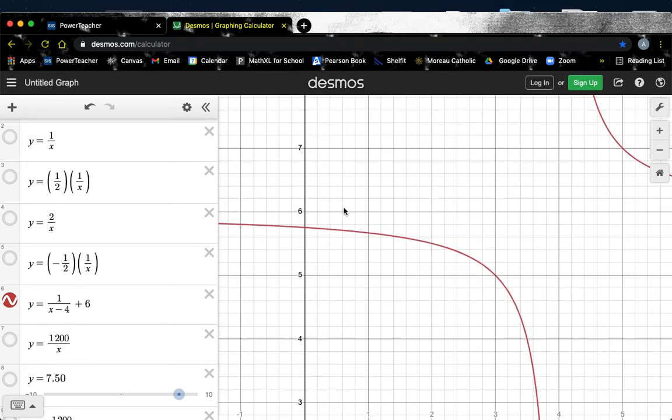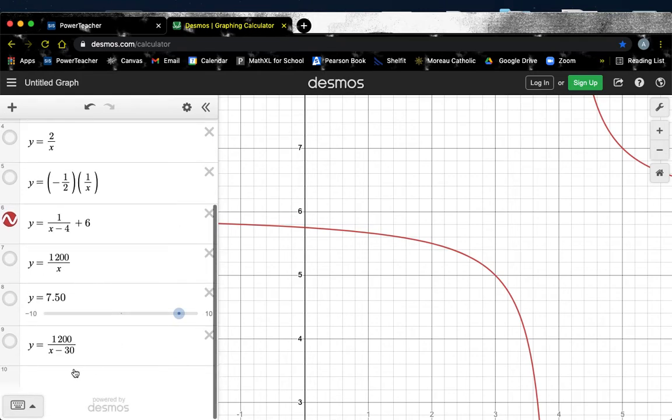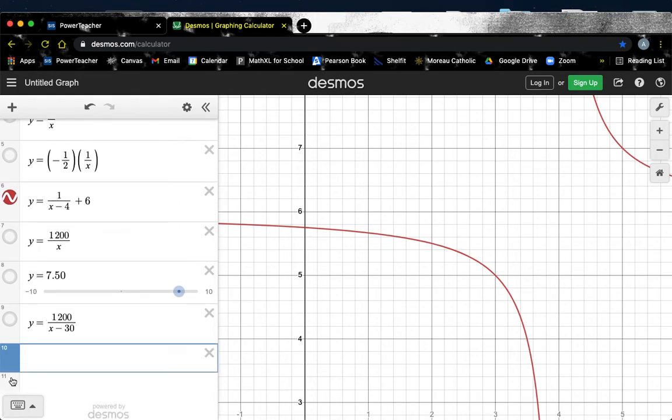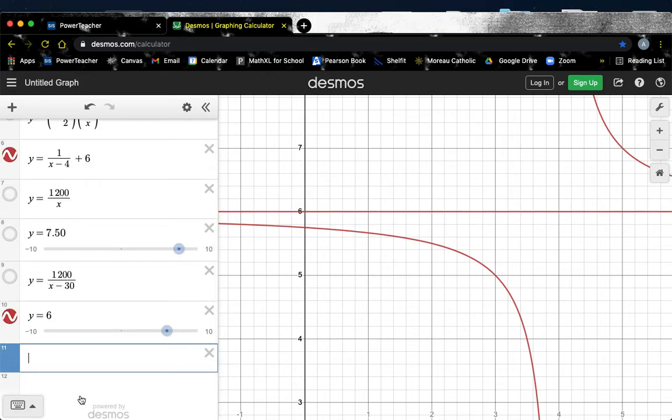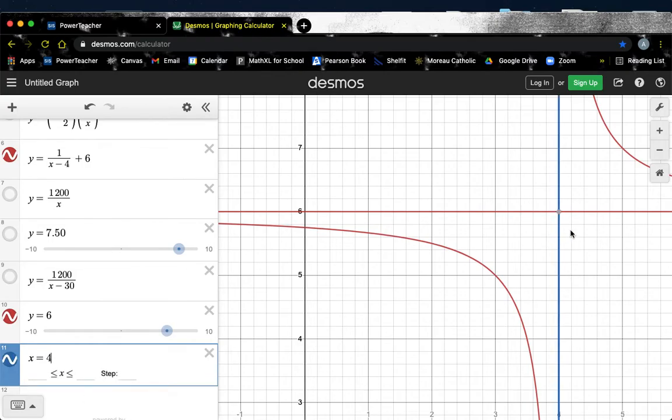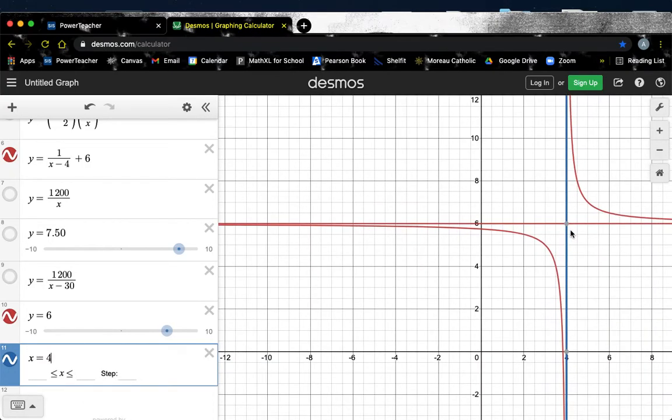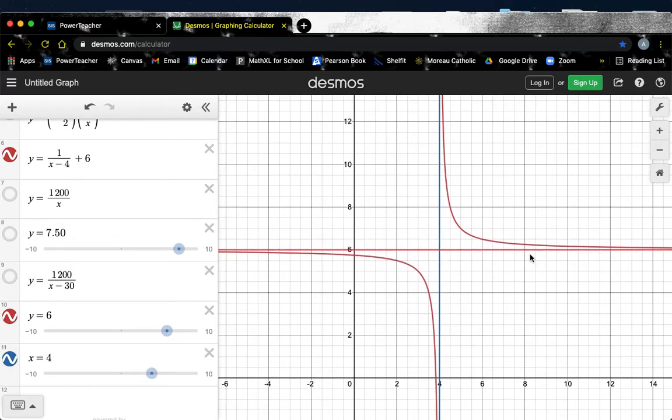So there is 6 right there. Matter of fact, I can add that in here. Y equals 6. And let's add x equals, was it 4? X equals 4. Alright. So as you can see, horizontal asymptote at 6, it's never going to cross 6. Vertical asymptote at 4, it's never going to cross 4. Okay, so you can base your graph off of that. The asymptotes tell you where to go.